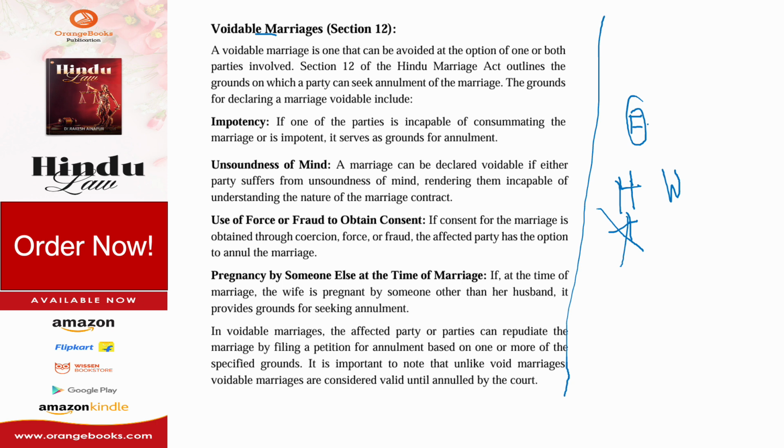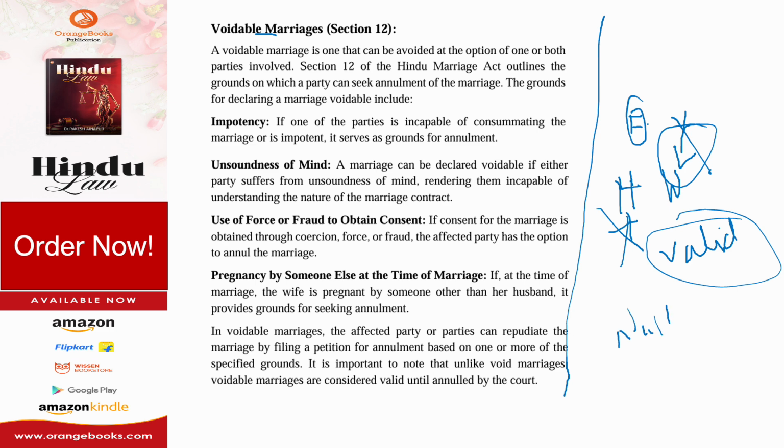In this case, the aggrieved party is the woman. So the woman can file a case for cancelling this marriage. If the woman is not filing the case, then the marriage becomes valid. It is at the discretion of one party, the aggrieved party. The marriage can turn into a valid one, otherwise it will become nullified. Nullity of marriage. So what are the grounds? The voidable marriages: impotency.